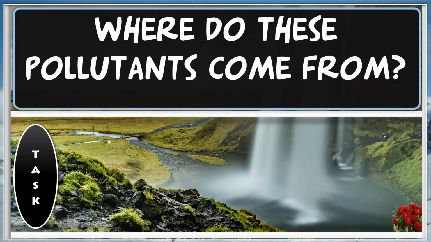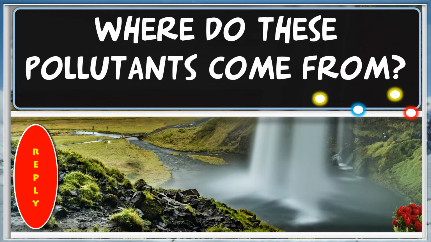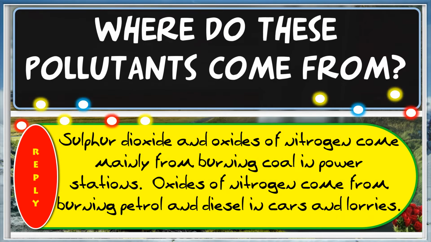Where do these pollutants come from? Sulfur dioxide and oxides of nitrogen come mainly from burning coal in power stations. Oxides of nitrogen come from burning petrol and diesel in cars and lorries.